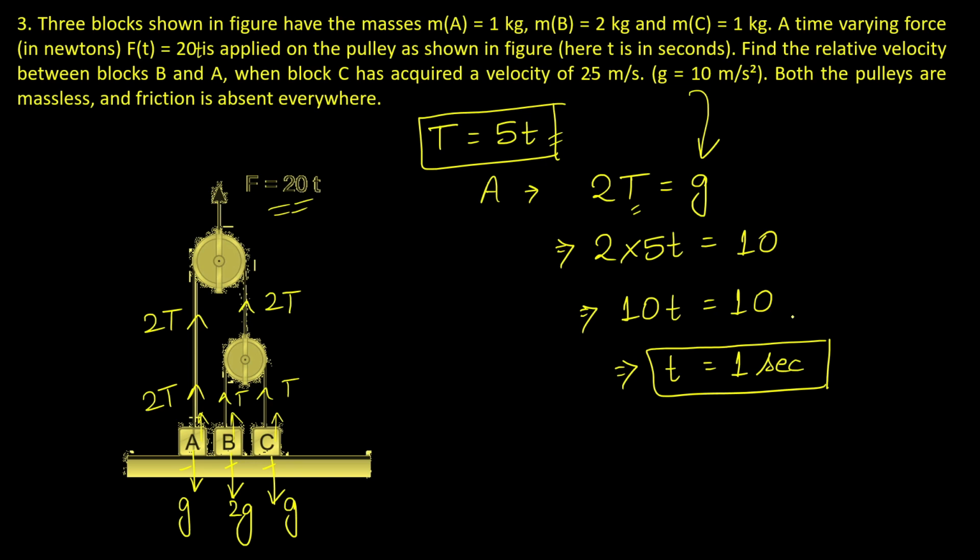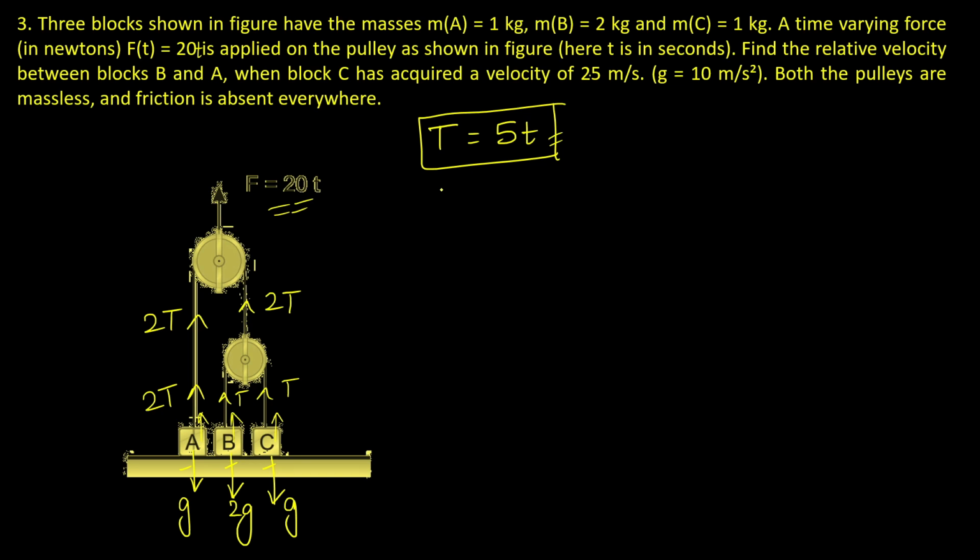So that minimum time is needed for block A to gain the velocity, like to just gain the velocity. Otherwise before that it will just have normal reaction in the upward direction and it will not start to move. So at t equals 1 second, block A starts moving up.